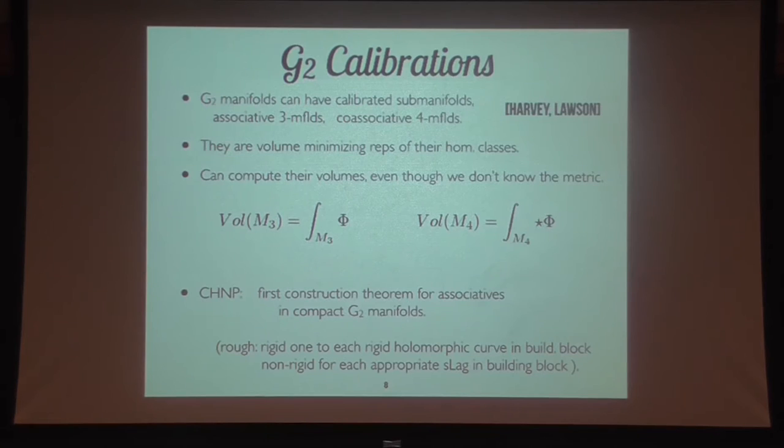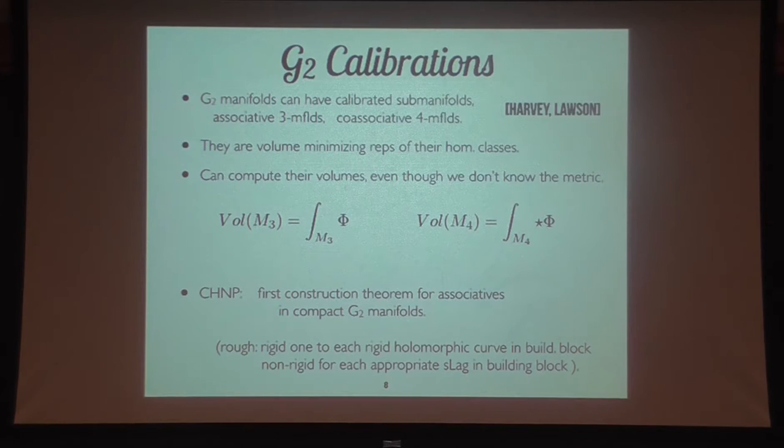Okay. So G2 calibrations will play an important role. G2 manifolds have calibrated submanifolds. This is a famous notion of Harvey and Lawson. In particular, there are so-called associative 3 manifolds and co-associative 4 manifolds. These are volume-minimizing representatives of the homology class. Even though you don't know the metric, you can still compute the volumes of these submanifolds. That is one of the distinguishing characteristics of calibrated submanifolds, in particular these ones that exist in G2 manifolds.